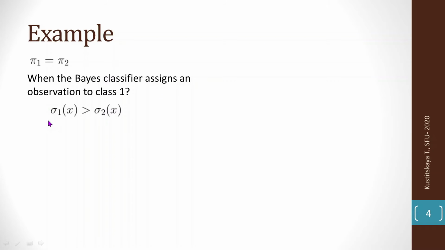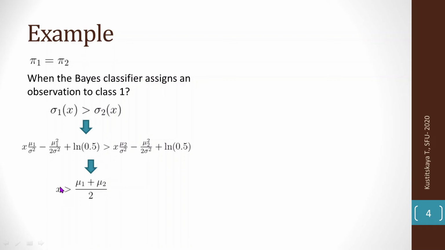According to the decision rule, when sigma 1 of x is larger than sigma 2 of x. This means that we should solve this inequation to get the decision rule for x. After some simplification, we get that x should be larger than the average value of the means for the two classes.